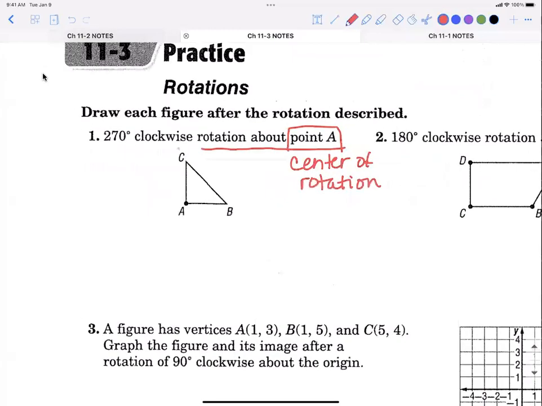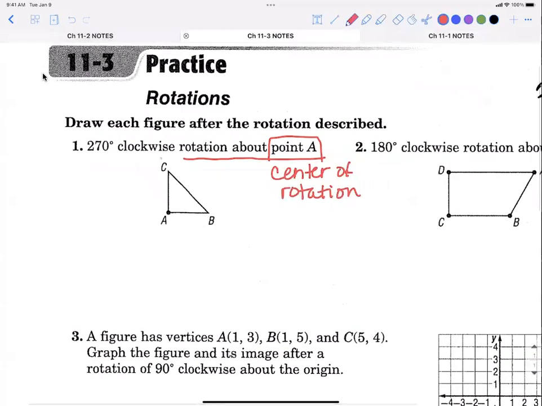So if you look at number 1, it says rotate 270 degrees clockwise around point A. So that means point A is your fixed point. Okay. So when you move this around point A, notice right now, this line is pointing to the 3. So if we're going to move it 90 degrees, that means we need to go from the 3 down to the 6. So that is a 90-degree rotation about point A, right? Rotating around point A.